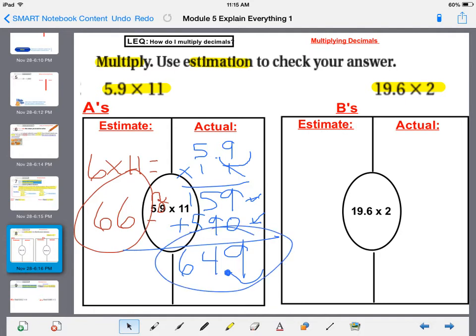Let's go ahead and try the next one. We have 19 and 6/10. Again, we're going to estimate first, so we're going to look at the whole number 19. Look at the guy next door. 5 or more, raise the score. 4 or less, give him a rest.